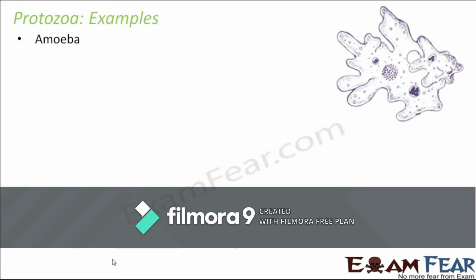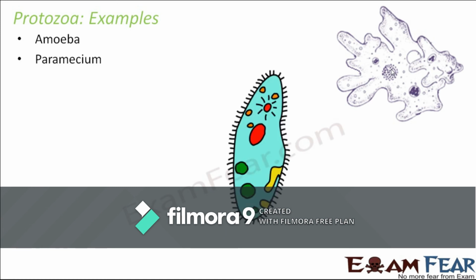Some of the examples of protozoa are amoeba. Amoeba is again unicellular. So here in the picture you can see this is how an amoeba looks. This is just one cell. So this cell will do all the required processes like ingestion of food, egestion of food. Everything will be done by this one cell.